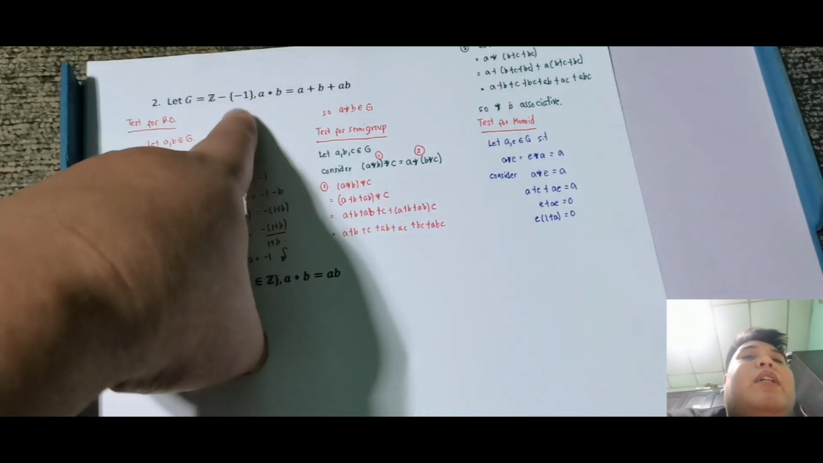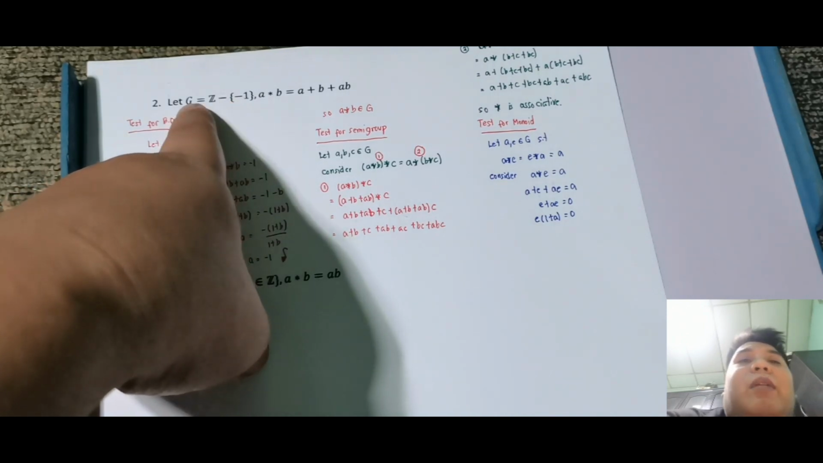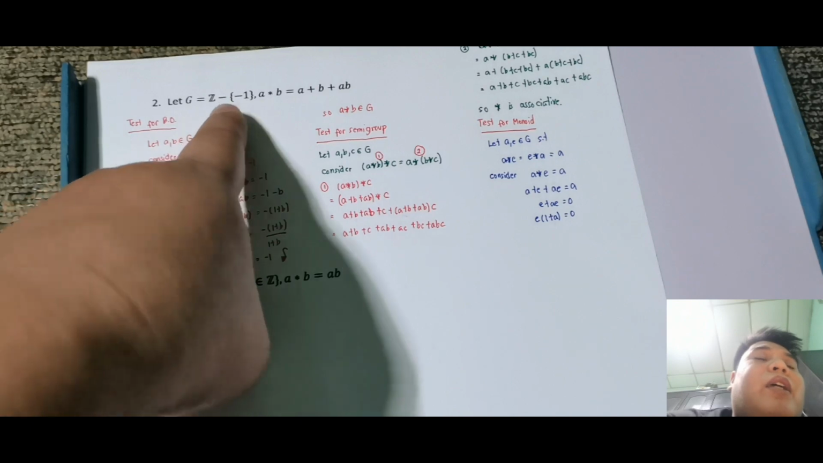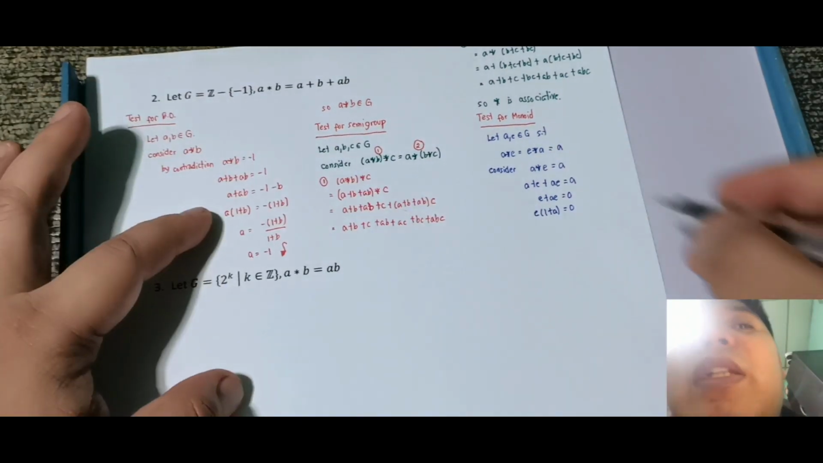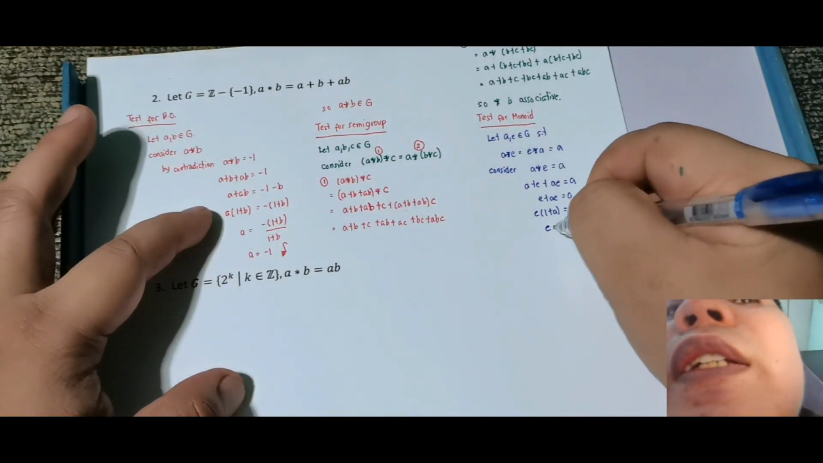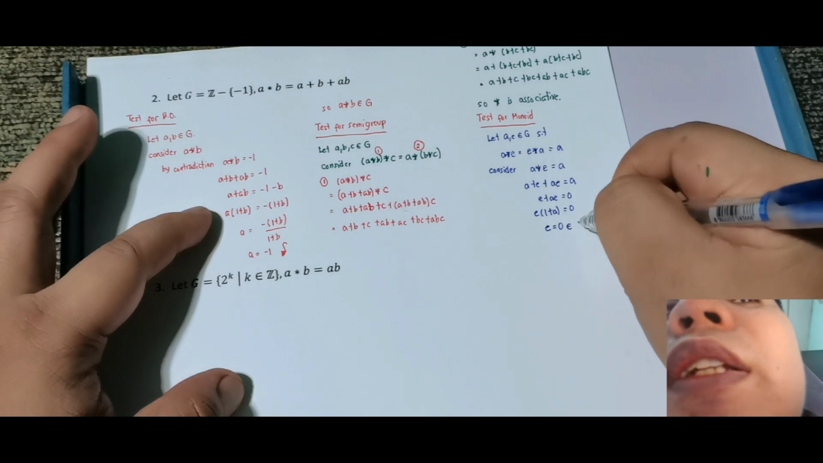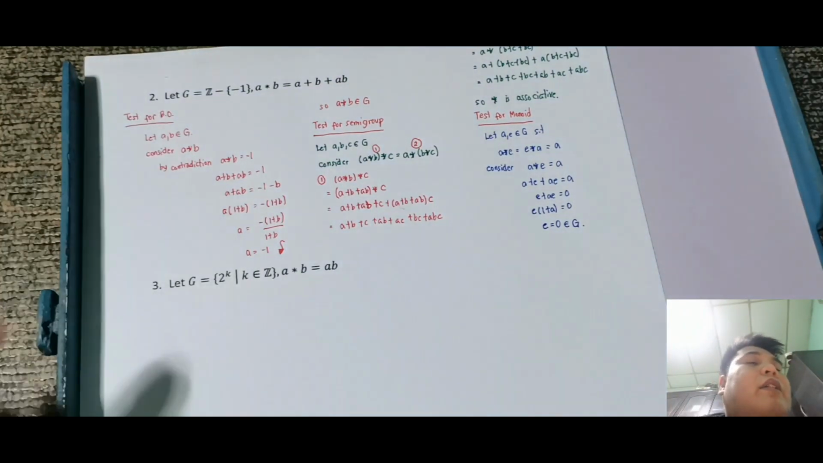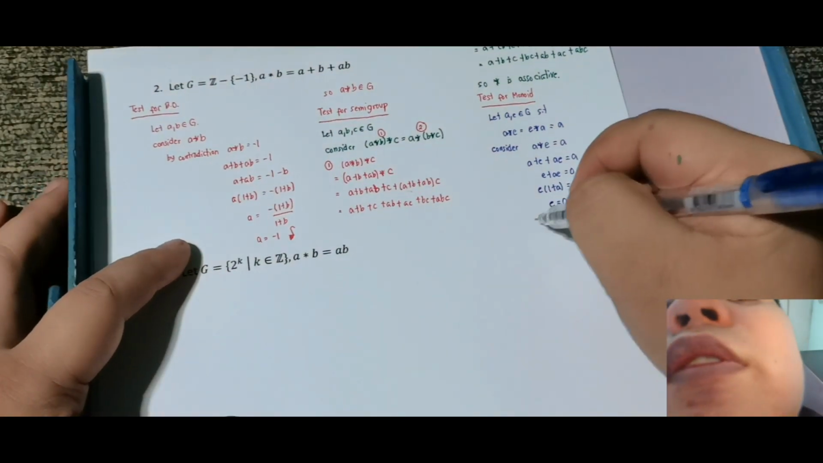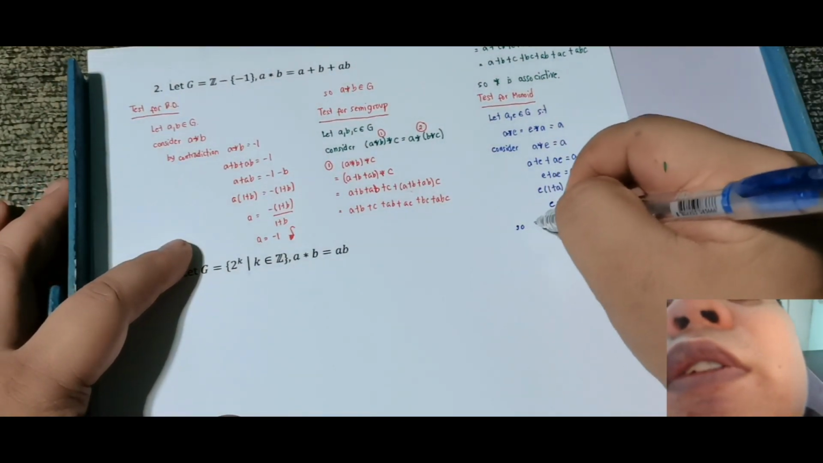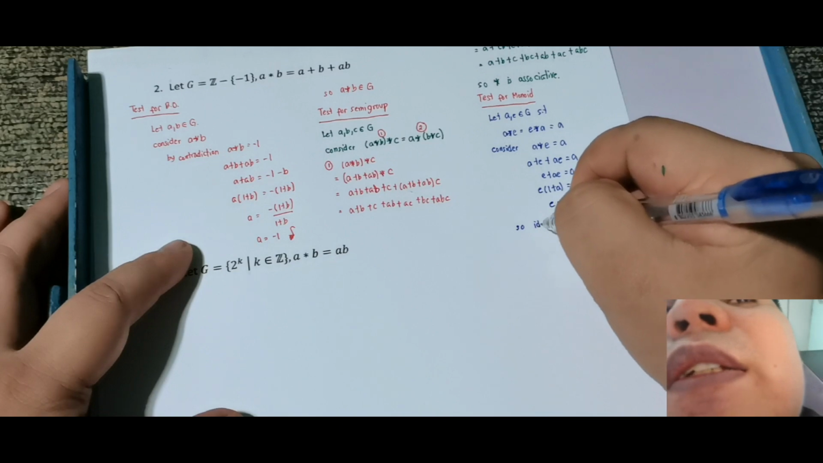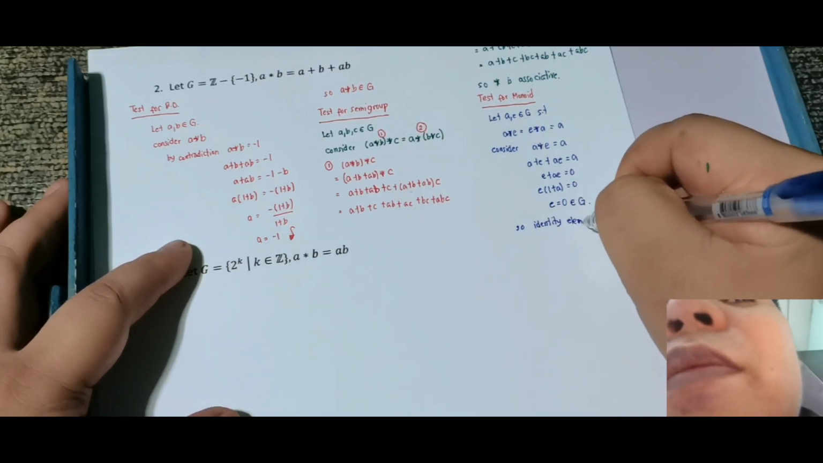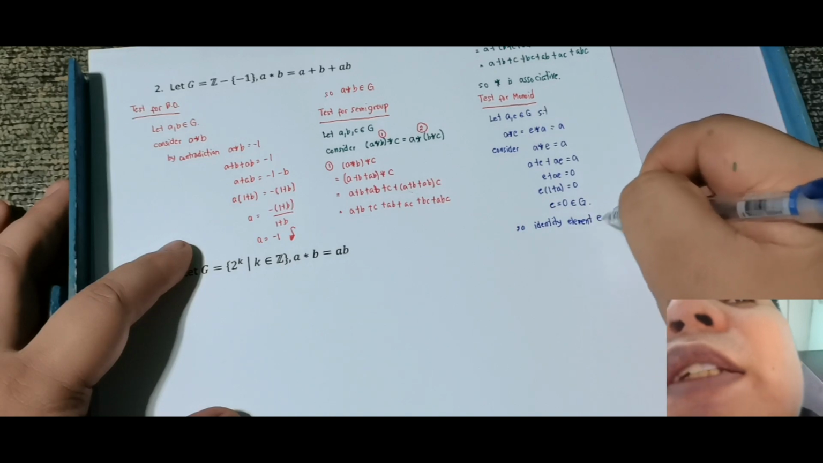Note na A cannot be negative 1, so pwede tayo mag-divide. Tama? So since A cannot be equal sa negative 1 kasi element siya ng integers na not equal to negative 1, okay? So therefore, pwede tayo mag-divide. So meaning, E is equal to 0, which is also an element of G pa rin, kasi 0 part nun. Okay? So therefore, identity element exists.